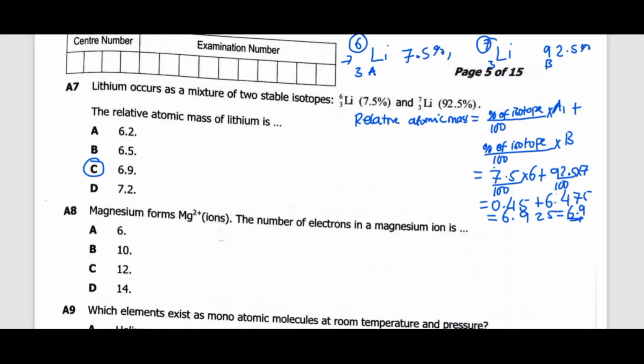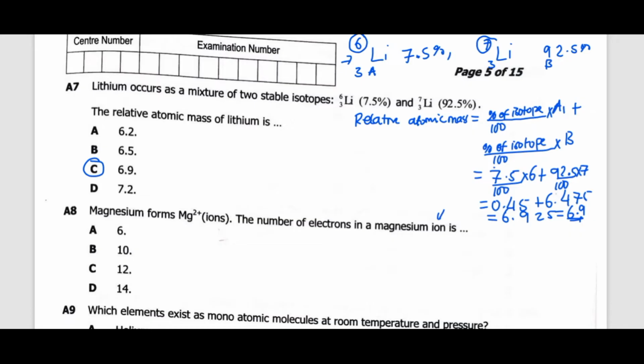Now let's move on to question 8. Magnesium forms magnesium 2+ ions. The number of electrons in a magnesium ion is... So here the key point is we want to find the number of electrons in the ion. So ion, we are looking at when it is charged. So how are metals charged? Metals become charged after losing electrons.